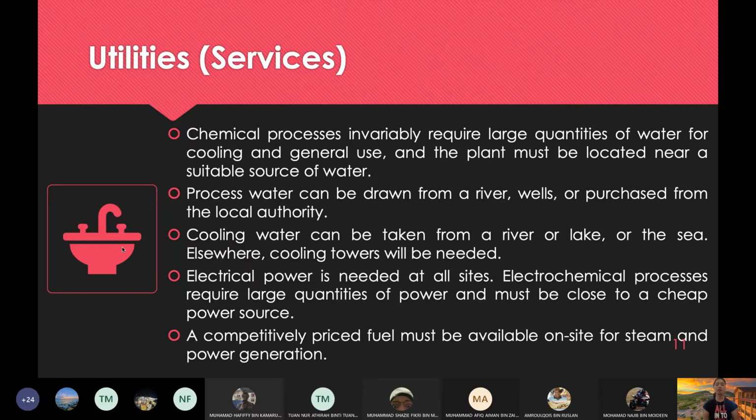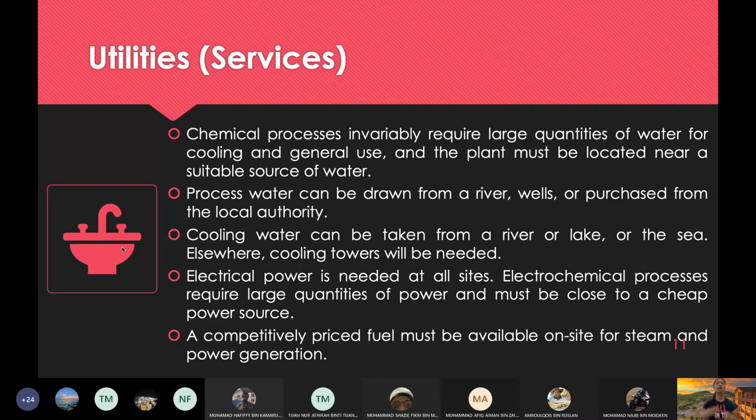A large amount of process water can be drawn from a river, well, or purchased from the local authority. Next, cooling water can be taken from a river, lake, or the sea. Elsewhere, cooling towers will be needed. But you have to consider, you cannot just identify any river and take the water. There are local regulations to cover this as well.